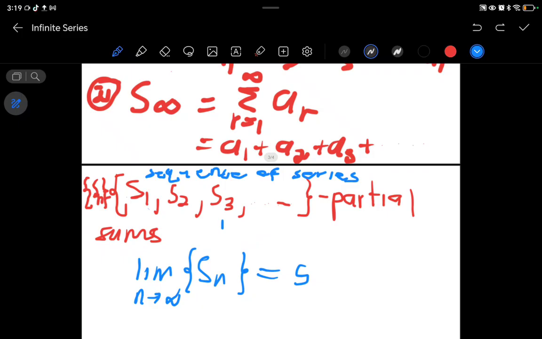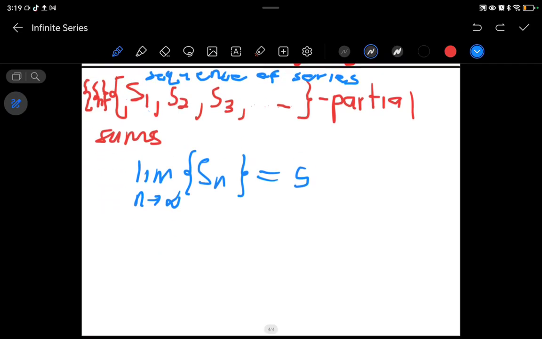Now when it comes to series, we can say if the limit of the partial sums converges, then there will exist a certain number S, such that S is an element of the real numbers. And then, let me write that statement here.